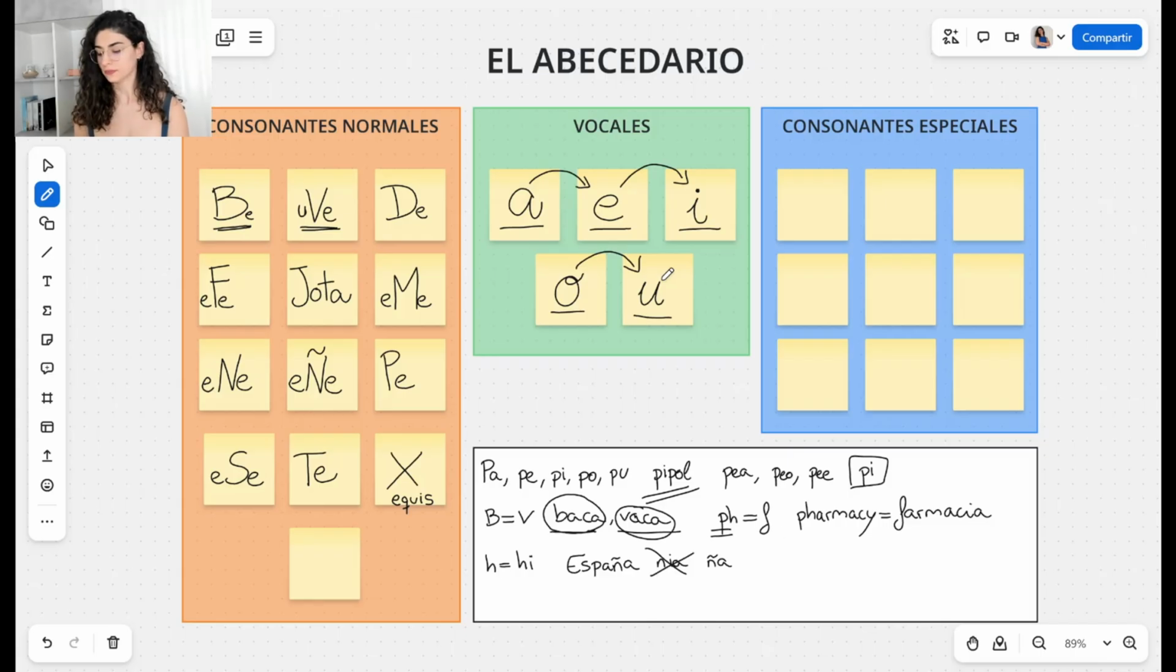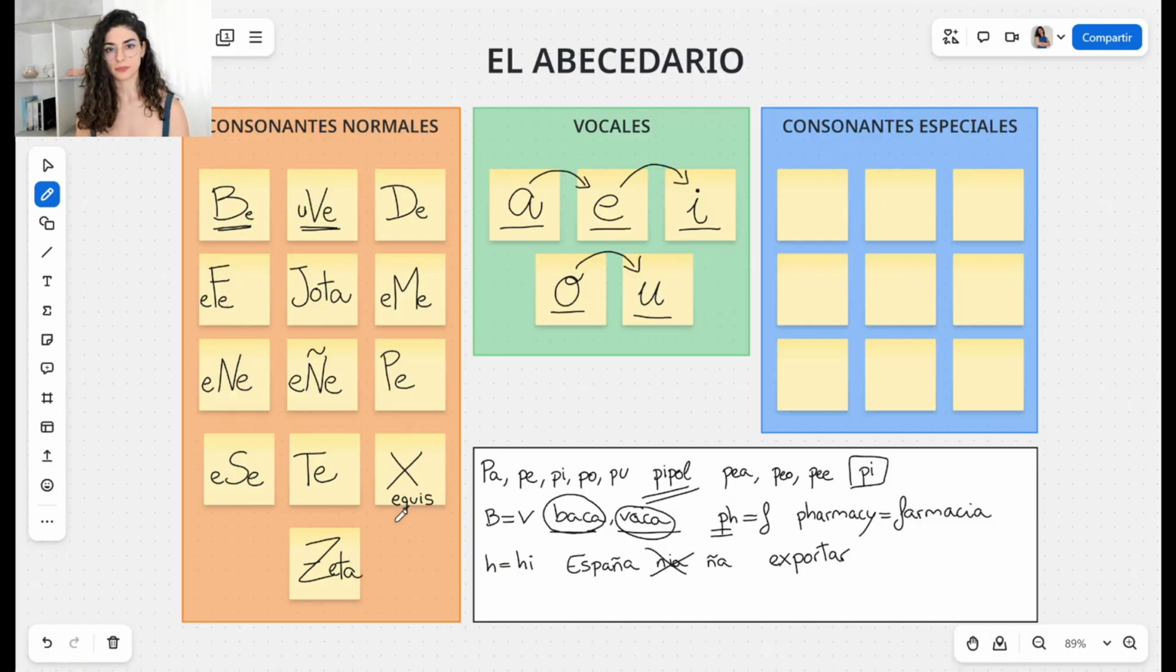For example, in the verb exportar, export. And the last one that is pretty normal is going to be set, called theta.